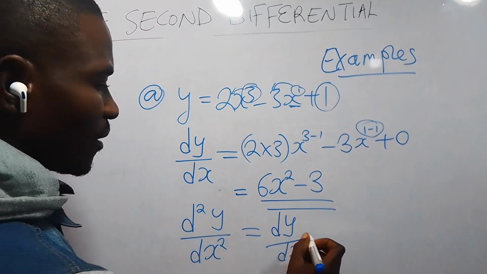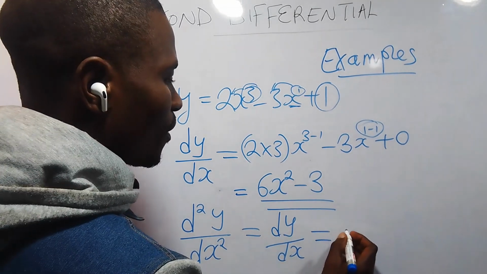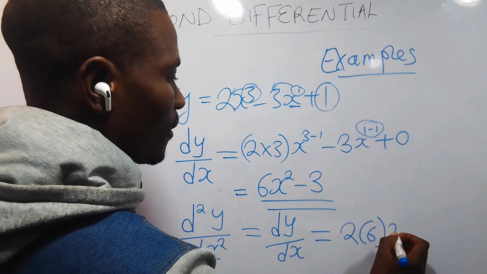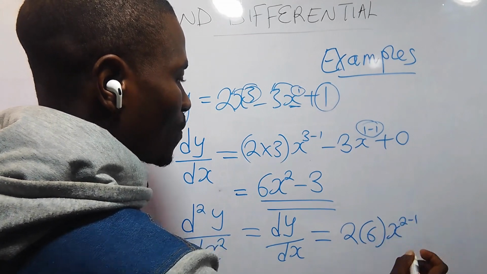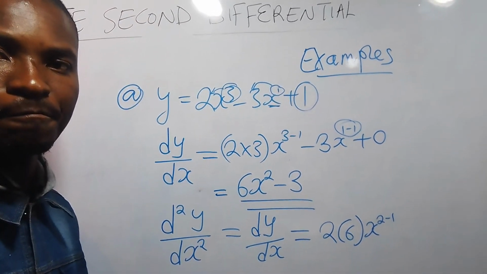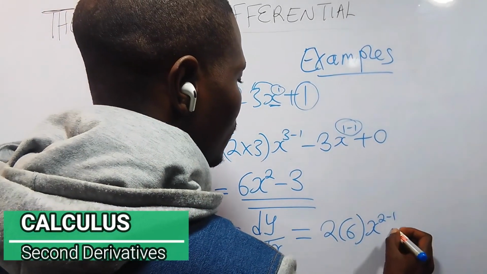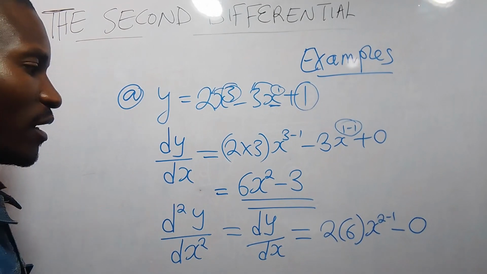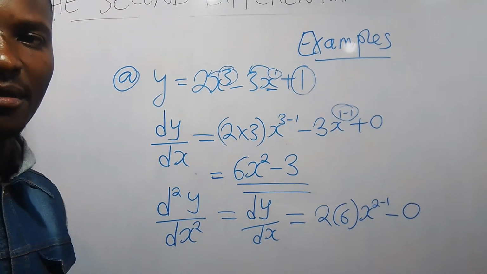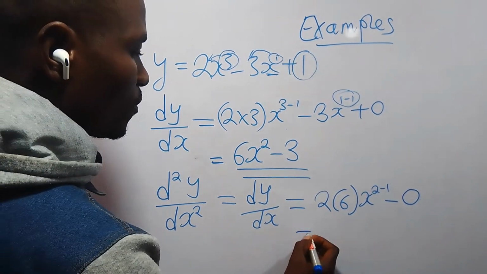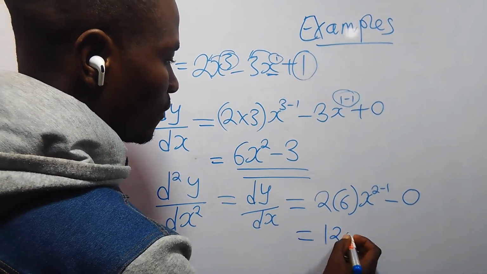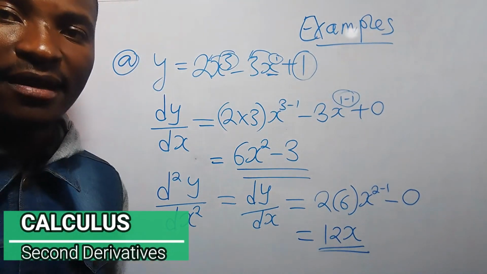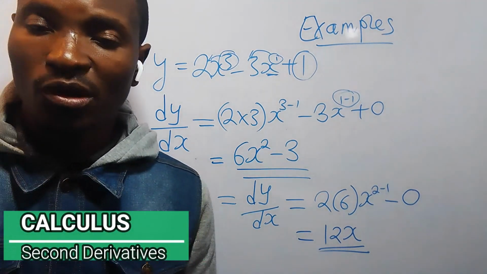dy dx. And then this is going to be 2 multiplied by 6, x to the power 2 minus 1, and then minus 0. So finally, this is going to be 12x. That's our final answer, 12x.